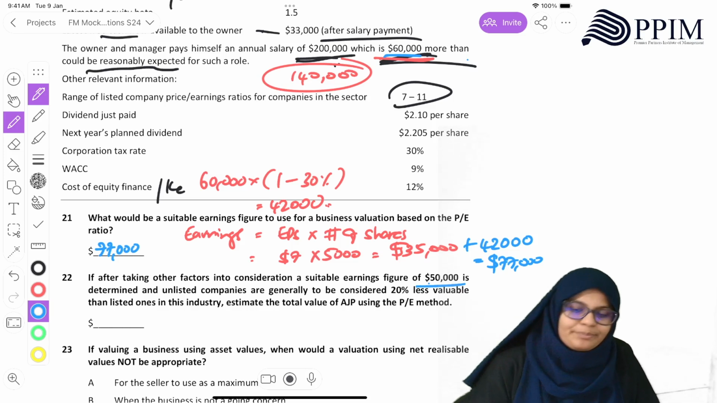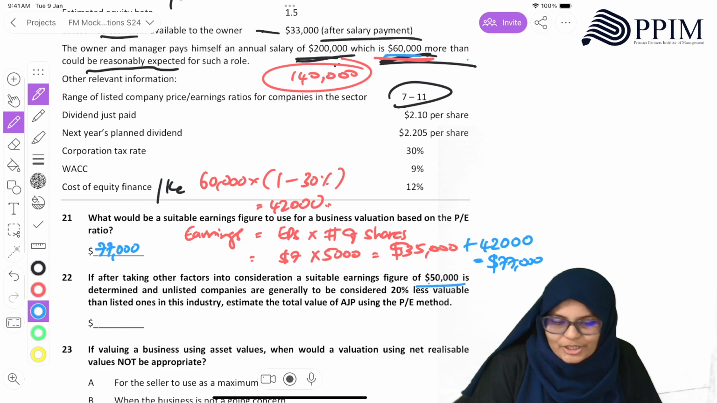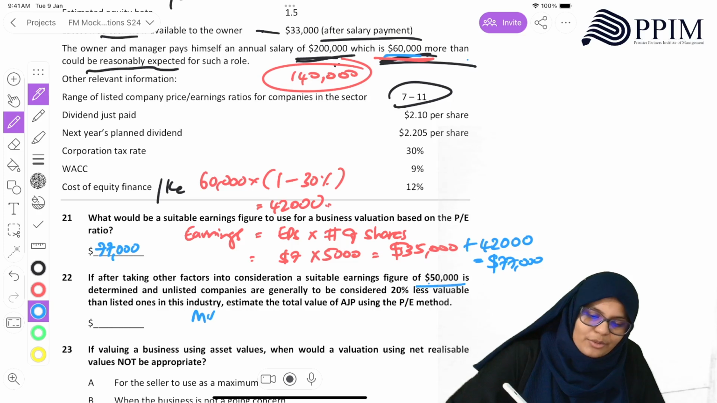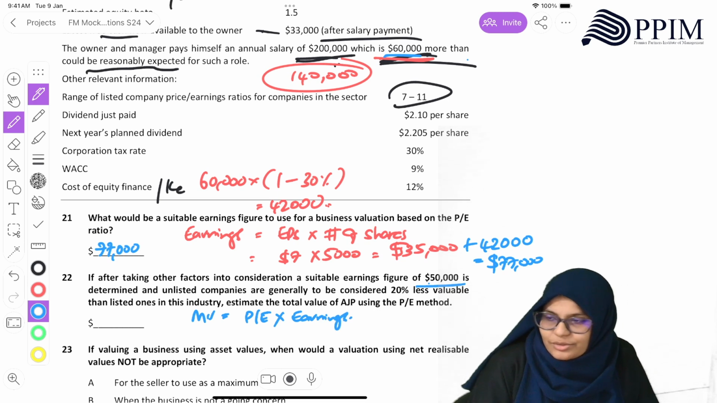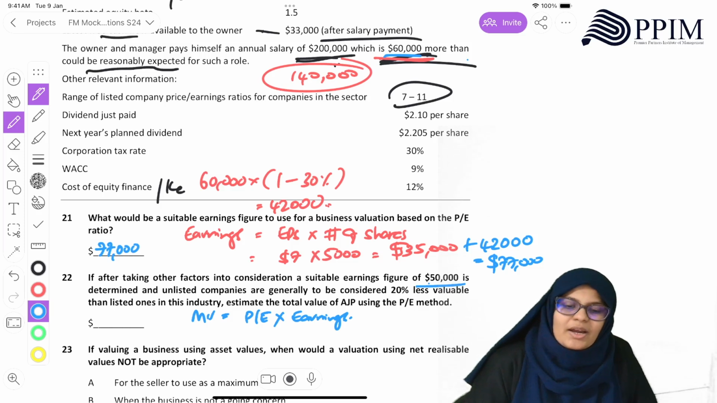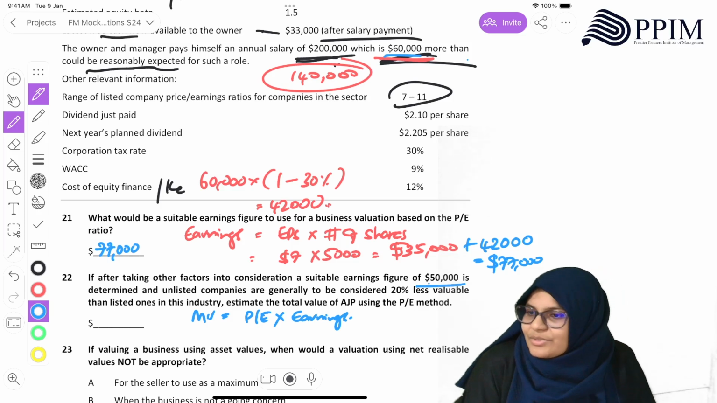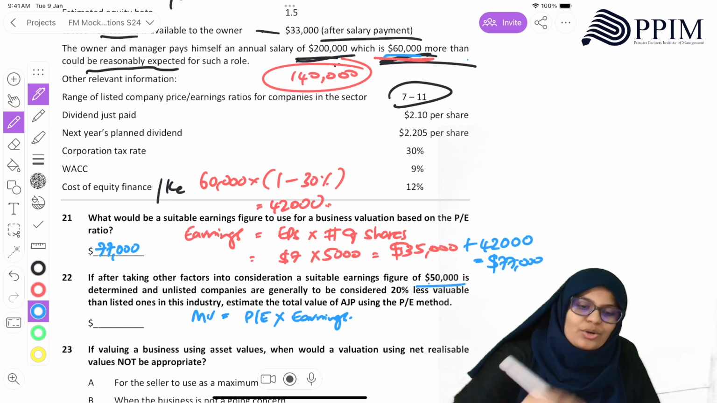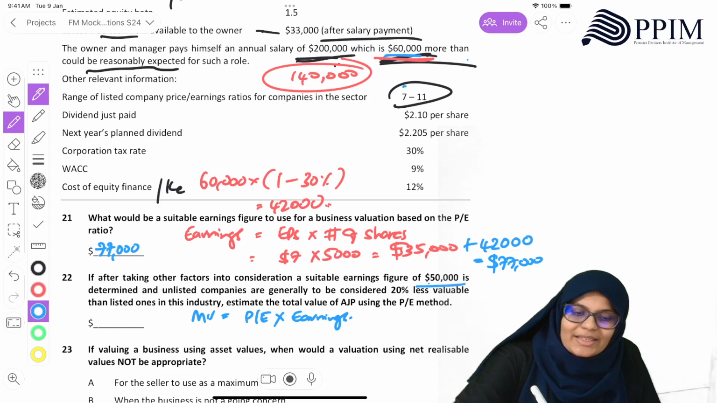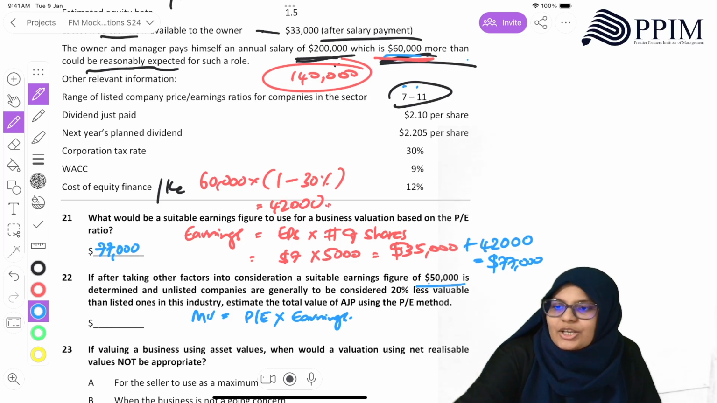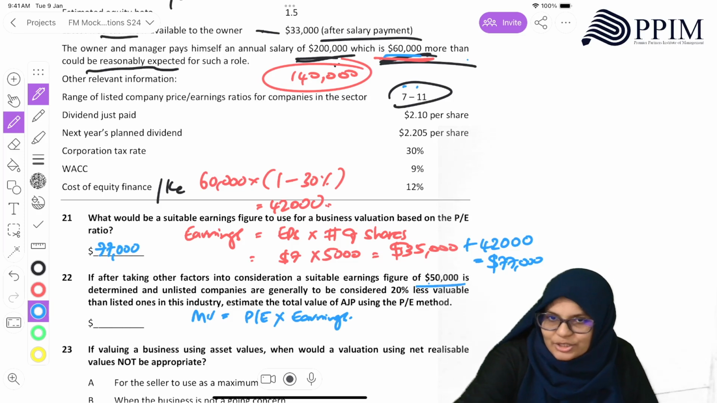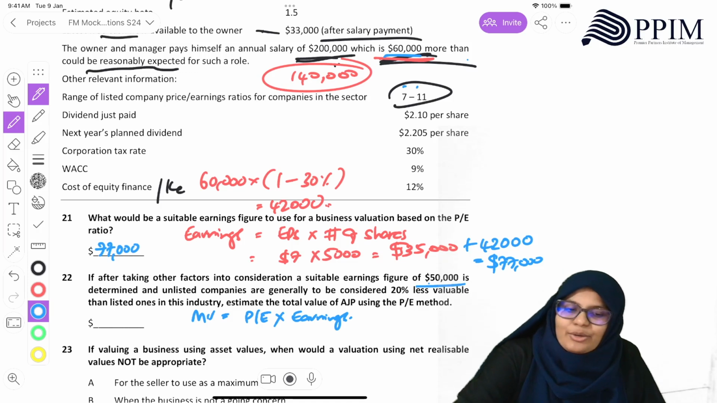Okay. Now, if you are going to use PE ratio, the market value will equal the PE ratio into the earnings figure. That's the equation. I hope you agree with me. Okay. Now earnings, they have already told me it is 50,000. PE ratio also they are giving me, it will be between 7 to 11. Okay. So just a matter of figuring out the actual PE that you are going to use and multiply it with 50,000. Now whenever you have a range like this, take an average PE.